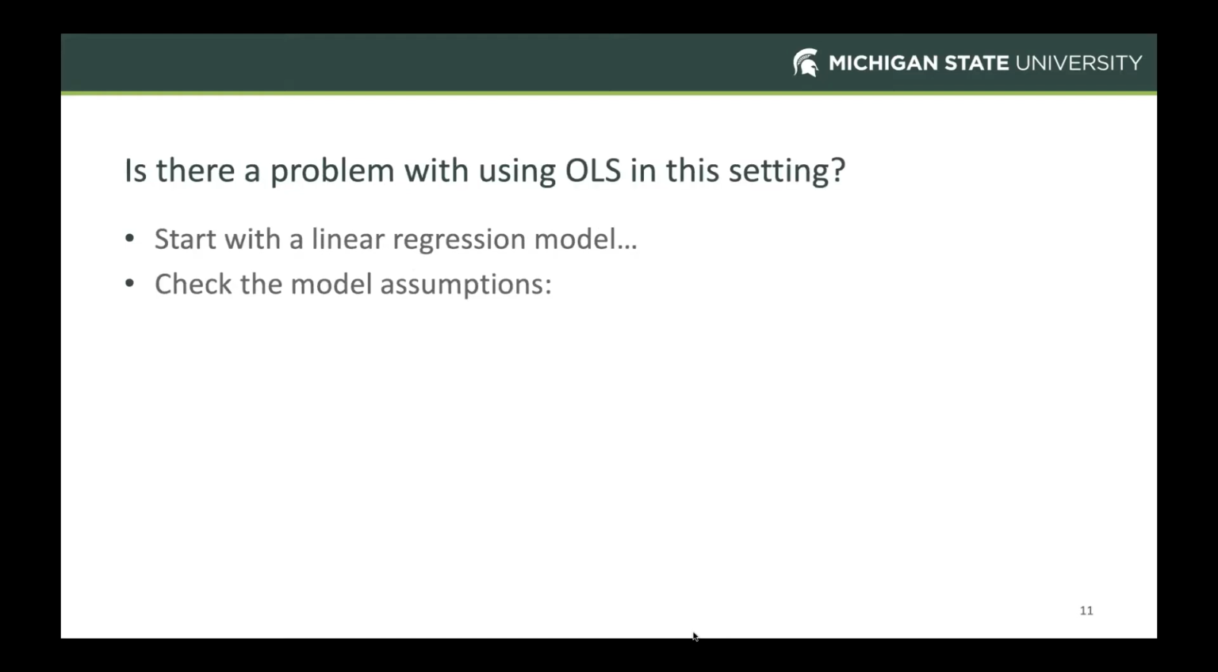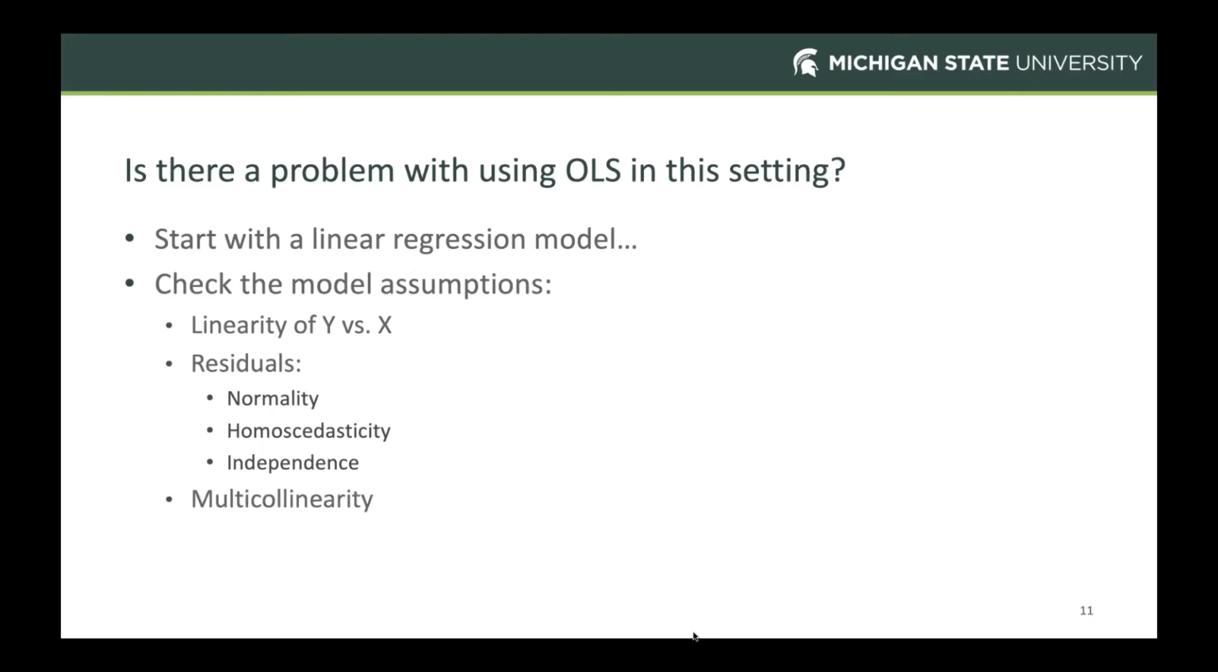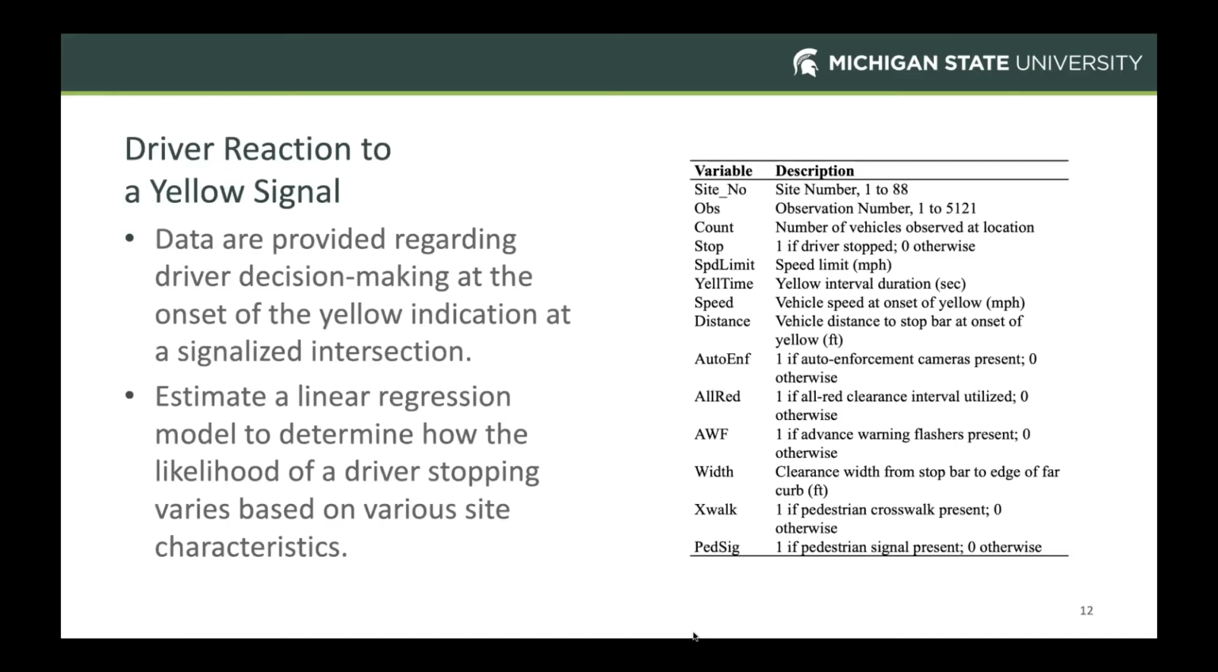And so the thing about this is that if we try to use ordinary least squares in this setting, there are a number of problems that arise. We've worked through each of these previously. So looking at the assumption of linearity of y versus x, checking the residuals to ensure they're normally distributed, they have constant variance or are homoscedastic, and they're independent of one another. And then multicollinearity is also the other concern there. And so if we think about these assumptions in OLS with binary logistic regression frameworks, some problems arise.